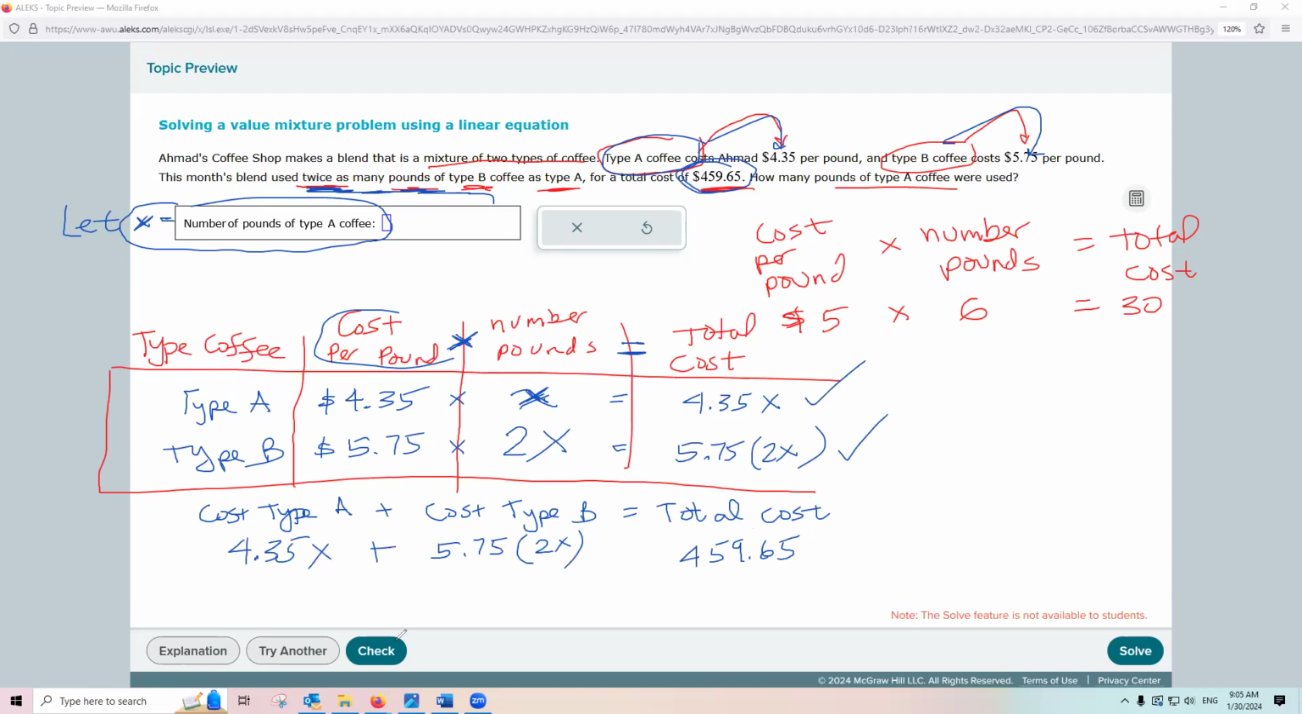Well, this is an equation I can solve. Let me take this 5.75 and multiply it by 2. Again, you have the Alex calculator enabled here, so feel free to use the Alex calculator. I think that's 11.5x. All right. And let me go ahead and add these like terms together, right? Because I have 4.35x and 11.5x. I can add those together. What does that work out to be? 15.85x, I think.